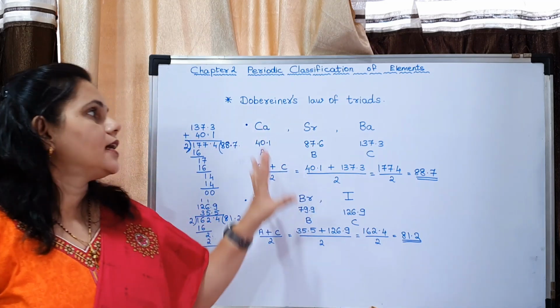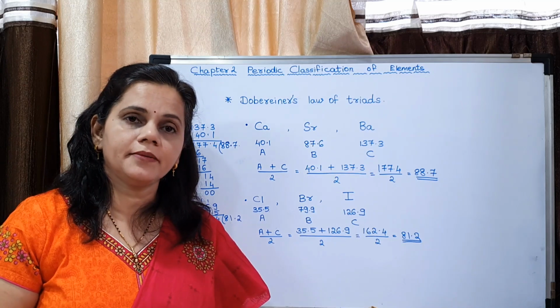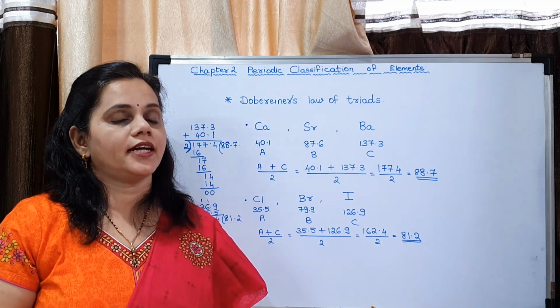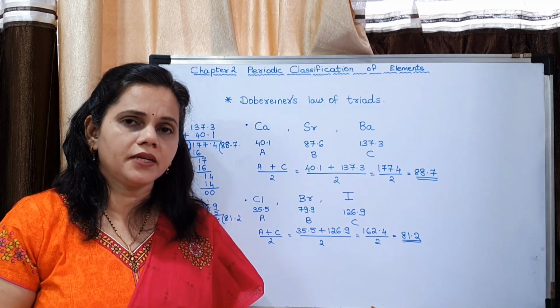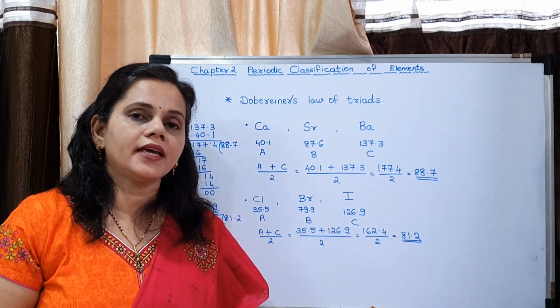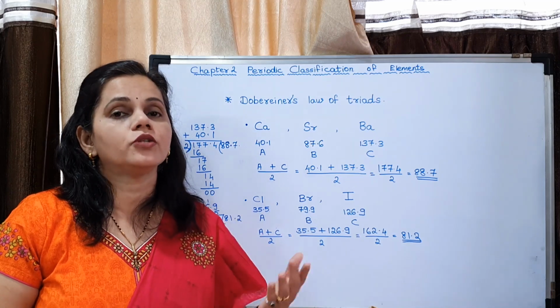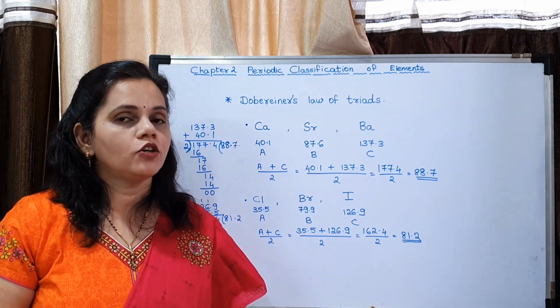Now this law had a demerit. What was the demerit? The demerit was that about 30 elements were known at his time, and he was not able to make triads of all those 30 elements. Hope you have understood.